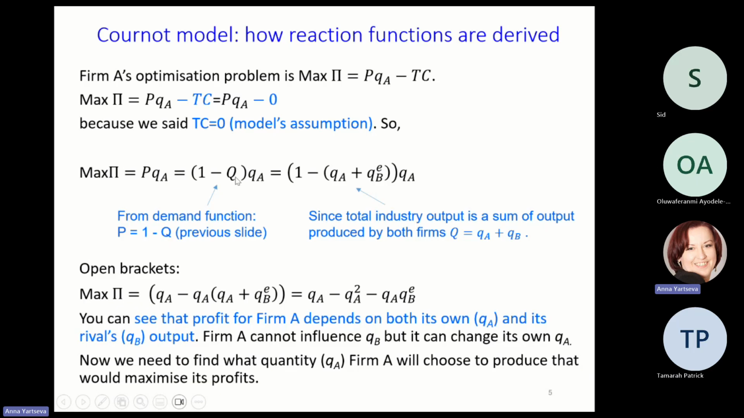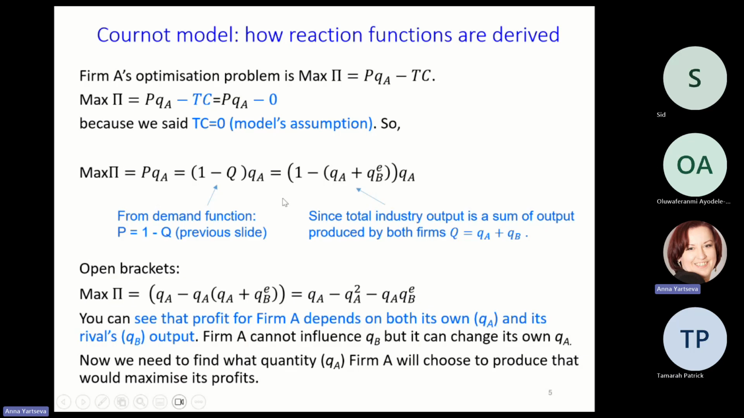Next, we also know that market quantity, market supply, consists of two elements. So this is our first assumption, again, from the previous slide. Market quantity is a sum of individual quantities produced by two firms. So we can replace this capital Q with this expression. So for company A, we expect that company B will produce this amount, plus our own output will give us combined market output. So our formula for profit will now look like this. Are you okay with that? Are you still following? Yes. We just plugged in all the information which was given.